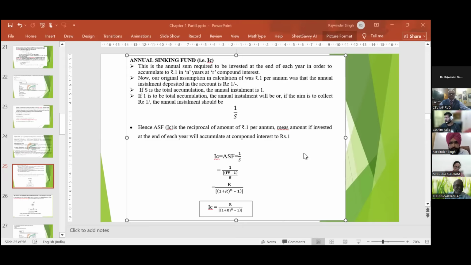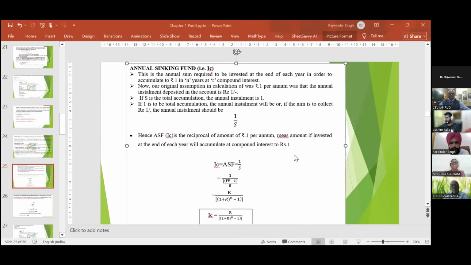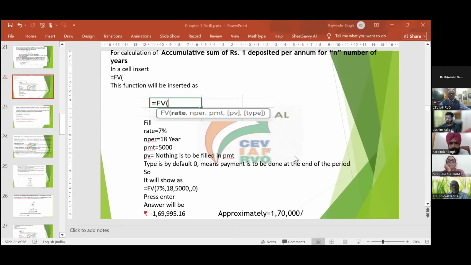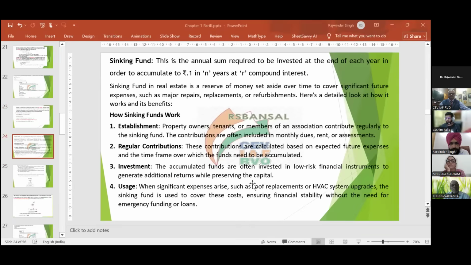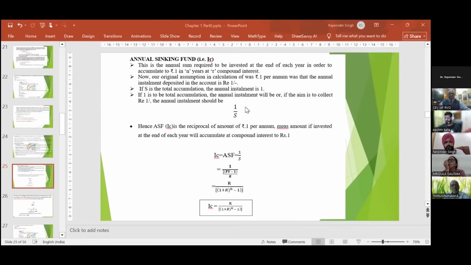Please continue. Now, this is the sinking fund. So what is a sinking fund? You understand this? For rupees 1, we call it the sinking fund coefficient, and we denote it with IC. IC is equal to 1 upon S. You know how we derive this. We have arrived at this formula. IC is the sinking fund coefficient.